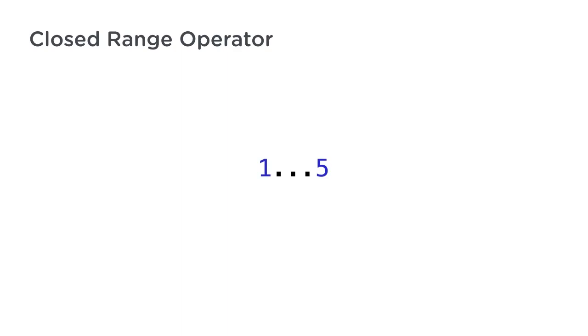So if we were to write this, 1, then 3 dots, and then 5, that would create a range representing the numbers 1, 2, 3, 4, and 5.